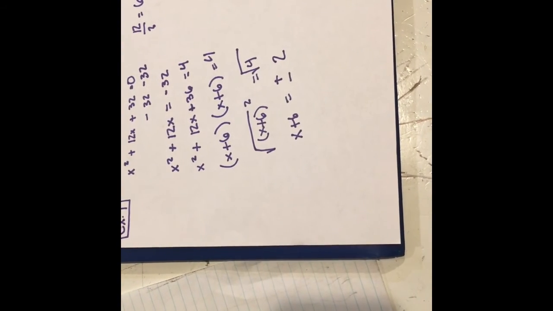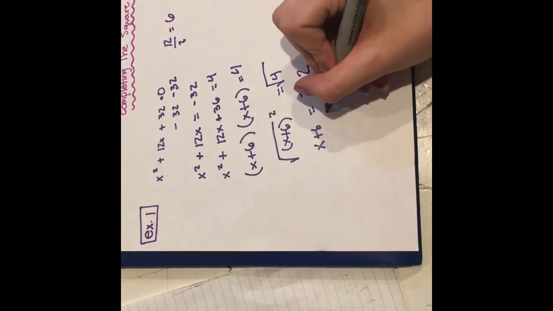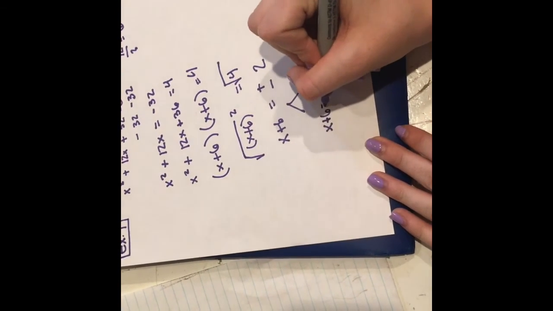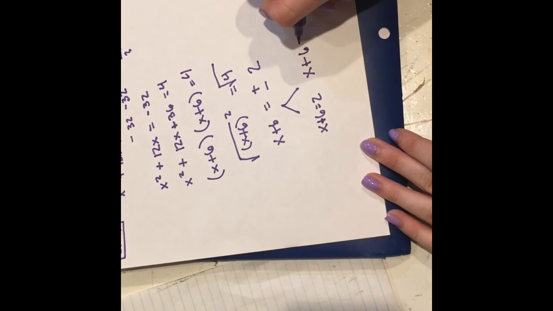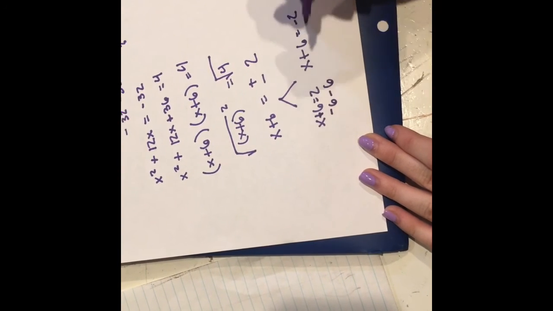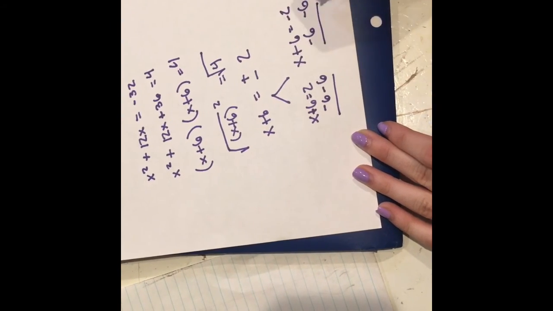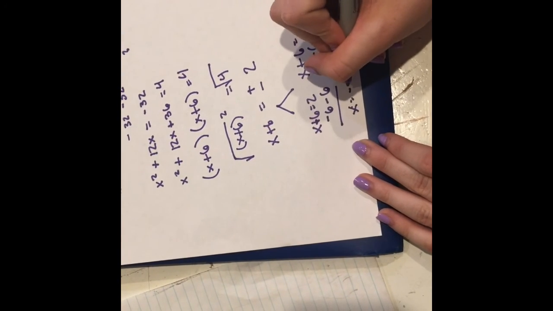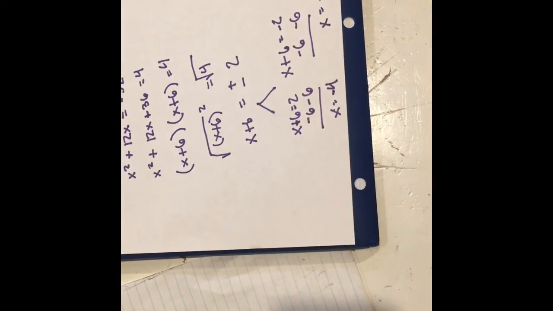Plus or minus means that there are going to be two answers. So then we're going to split this off: x plus 6 equals 2, and x plus 6 equals negative 2. Then we're going to subtract 6 from both of the two equations. Then for the first equation, that's going to become x equals negative 4, and x equals negative 8.